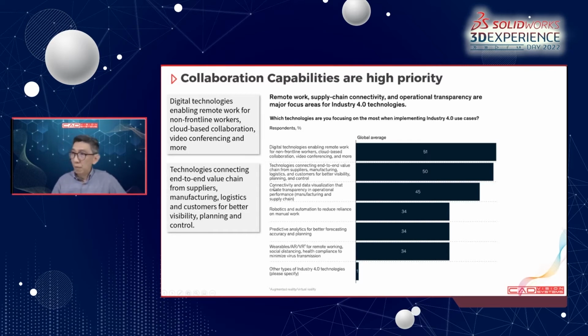There are a few more, like if you can read here, connectivity and data visualization that create transparency in operational performance for manufacturing and for supply chain. Of course, there's robotics and automation. Then there's predictive analytics. There's AR, VR. So there are many more that you could think of as tools, but underlying those tools, right, is the ability to collaborate. All right.